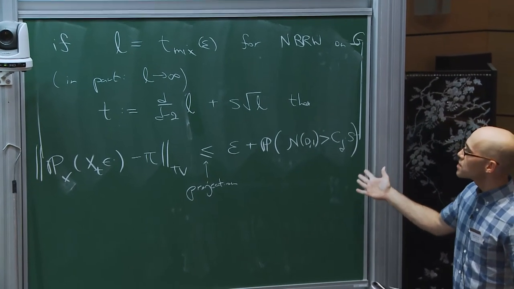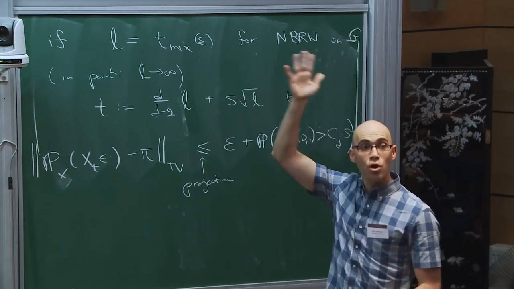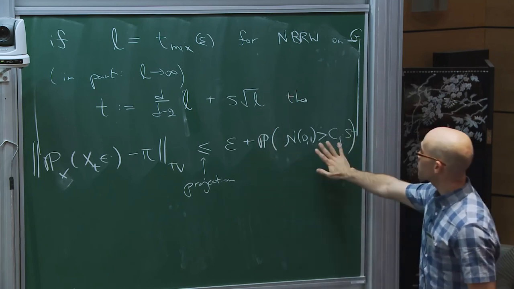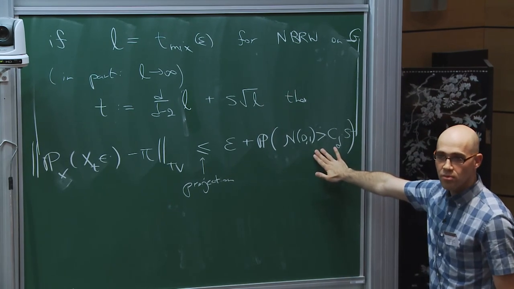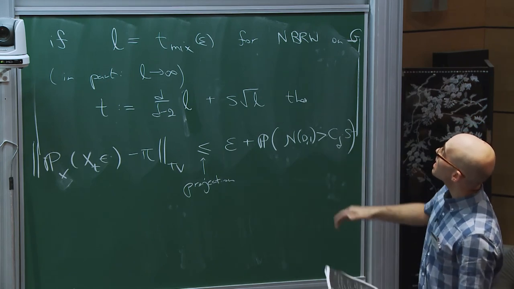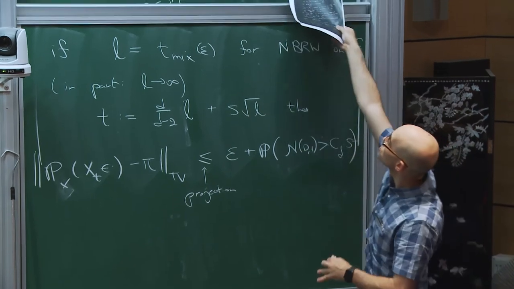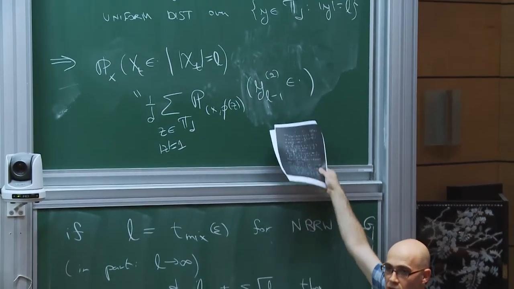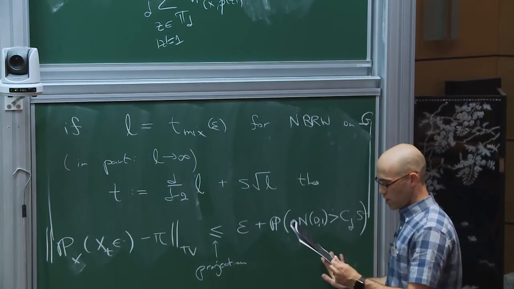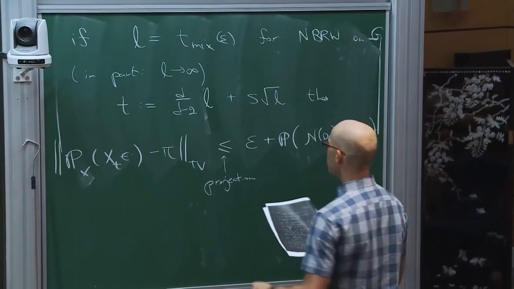So, in other words, either I did not reach time L on the cover tree, which is captured by this because of the central limit theorem, or I reached time L, which means that my non-backtracking walk has mixed because of this property. So I pay an epsilon for the mixing time.